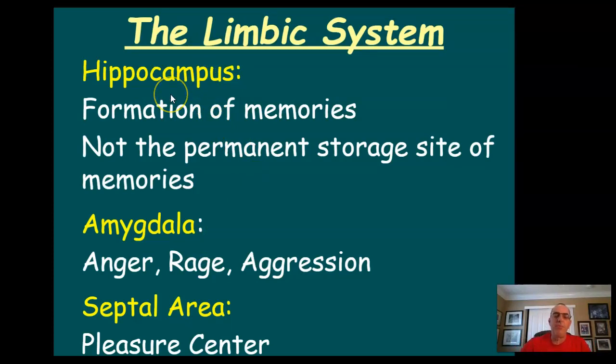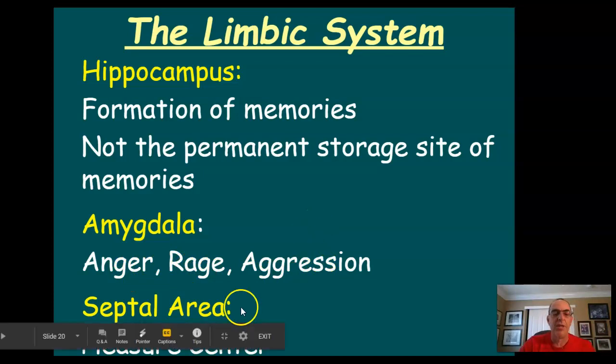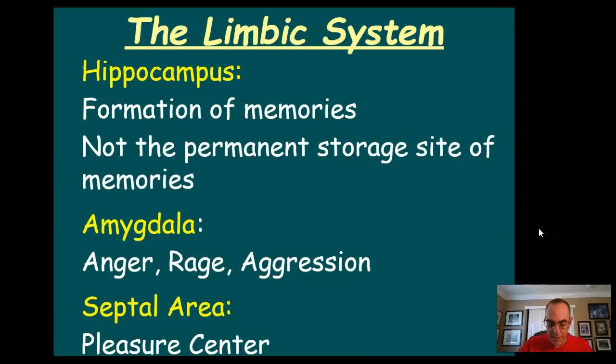We have the hippocampus, which we mentioned before is the formation of memories, but not the permanent storage site. Also, the amygdala is responsible for anger, rage, and aggression. So we have some interesting videos you can watch about this, especially the one on Phineas Gage. And also the pleasure centers of the brain, such as the septal area, are located here. Now, what happens with this area is when a person, for example, ingests a chemical such as cocaine, it will have an immediate effect on the septal area, which is why certain drugs have a quick addicting property, because they produce stimulation to the pleasure centers or the septal area of the brain.